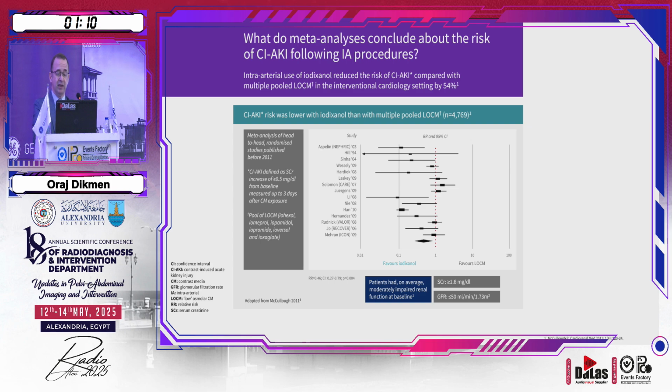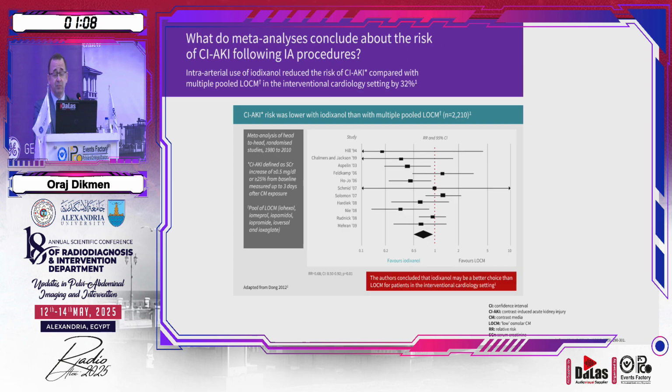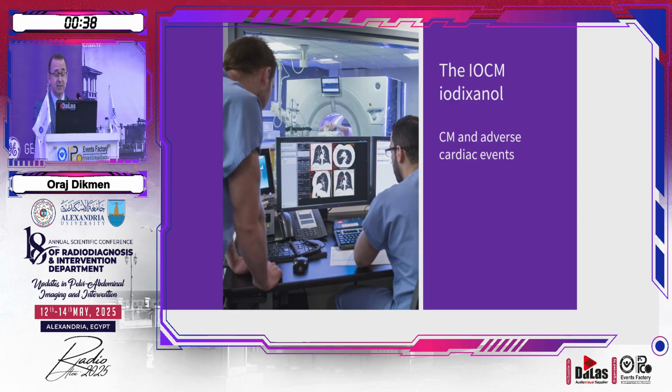But this is not the only evidence. We also have another meta-analysis published in Seoul, Korea by Dong and Associates, which gives us pretty much the same thing. In the intraarterial setting, by choosing Visipac, iodixanol, over low osmolar products, you are able to achieve a significant reduction in the contrast-induced acute kidney injury complications. So this means you have better outcomes, less complications that you have to deal with, and that will make more sense in the following slides.